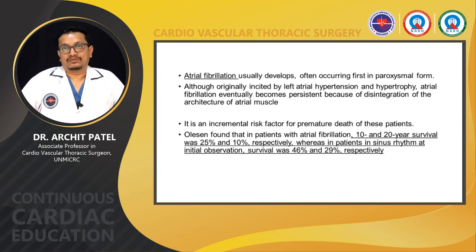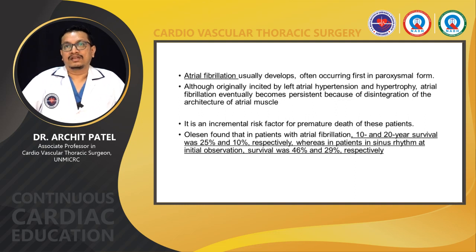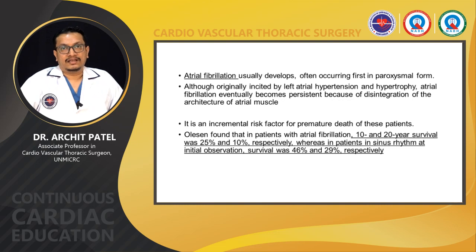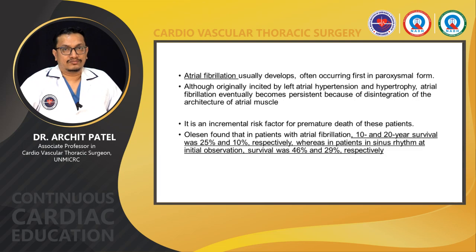AF usually develops, often occurring first in paroxysmal form. Although originally incited by left atrial hypertension and hypertrophy, atrial fibrillation eventually becomes persistent because of disintegration of the architecture of the atrial muscles. It is an incremental risk factor for premature death in these patients. In a study by Olson, he found that 10 and 20 years survival in patients with AF was 25 and 10% respectively, whereas in patients in sinus rhythm at the initial observation, survival was 46 and 29% respectively.